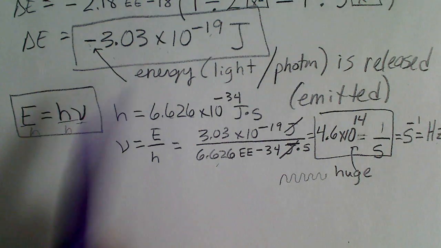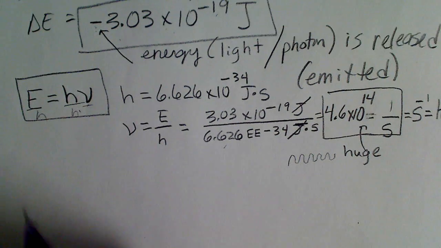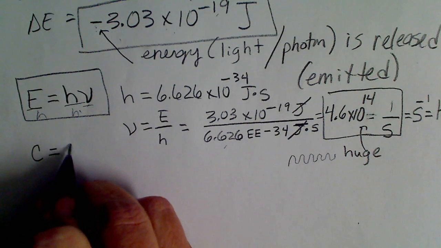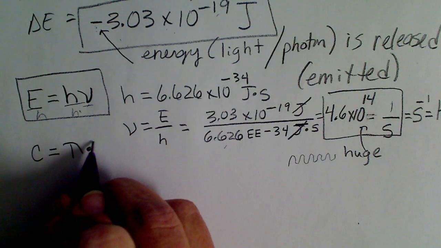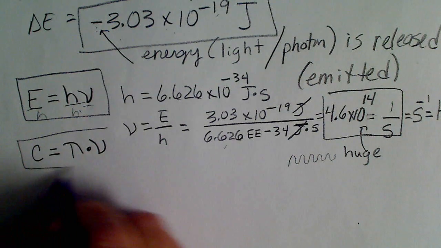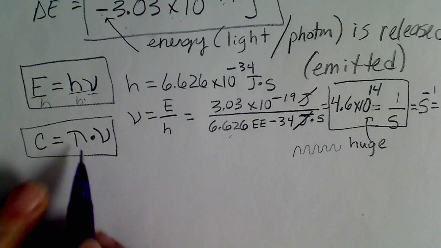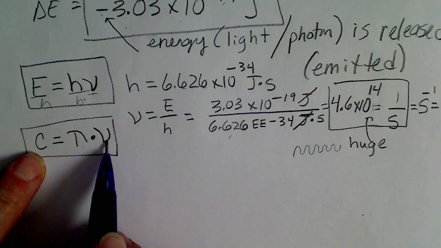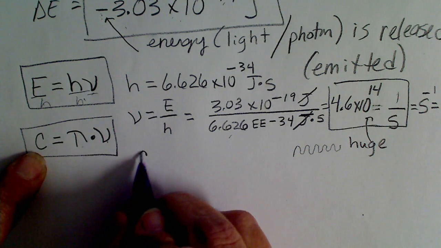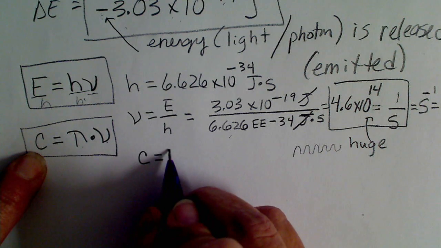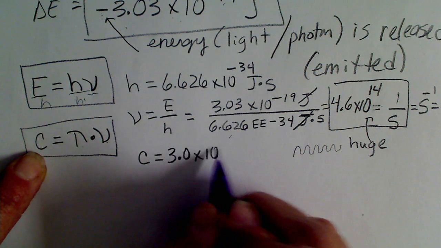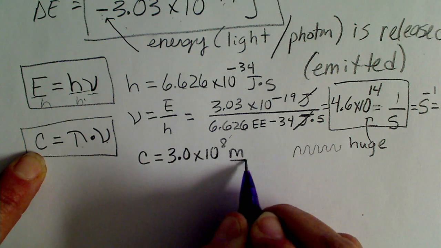So once we have the energy, we could calculate the frequency. And then once we have the frequency, we could calculate the wavelength using another very fundamental equation. And that is the wavelength of light times the frequency of light always multiplies together to give us the speed of light. So the speed of light, I'm going to round that to 3.0 times 10 to the 8th meters per second.